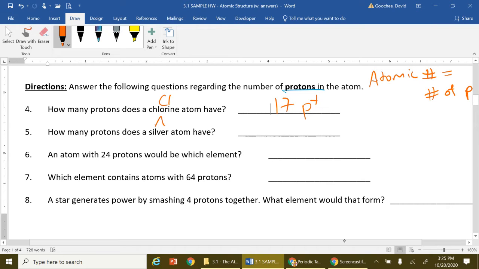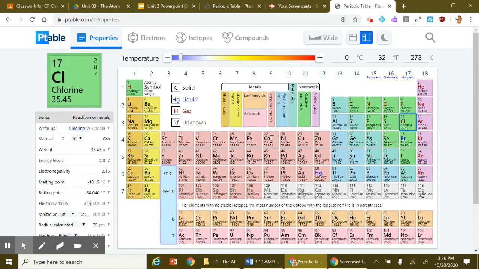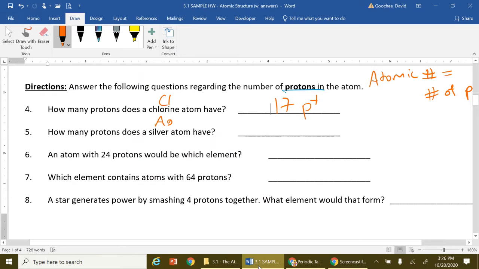Next up, how many protons does a silver atom have? Now, silver is element Ag, argentium, okay? Eventually, you'll find it here. It's element 47, okay? And that means that silver has 47 protons, all right? This one's going to be a little bit easier.